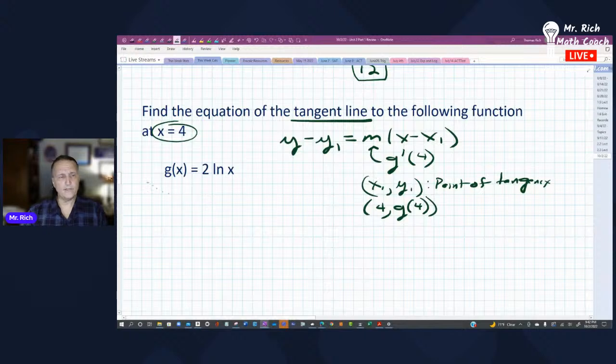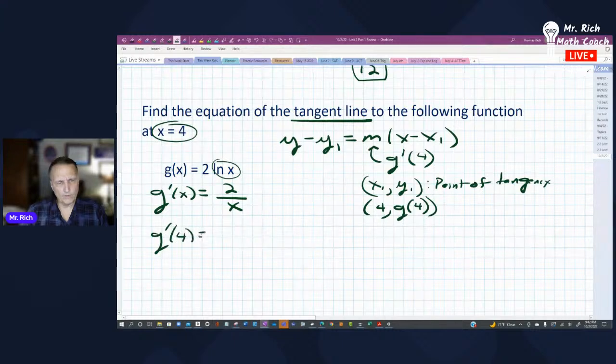So let's take the derivative first, g prime of x. The derivative of the natural log of x is 1 over x. So this derivative is going to be 2 times 1 over x, or 2 over x. I'm going to evaluate that now at the requested x value, x equals 4. So that's 2 over 4, or 1/2. That's the slope that I'm going to put into my point slope form to come up with my tangent line equation.